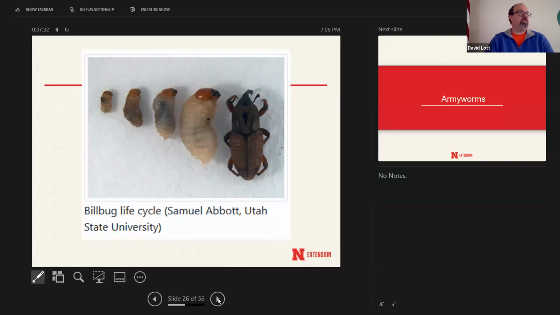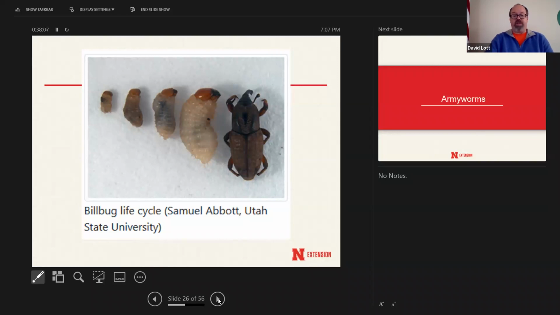Is that Merit that's used on the grub the same as for the billbug? Yes, the question is on the Merit, is that the same as you use on the billbugs? And the answer is yes. So if you're applying Merit for some grubs, you might accidentally knock out a whole bunch of billbugs in the process. But remember, people don't all do the same thing when it comes to their pest control in their lawns. So always something to think about.